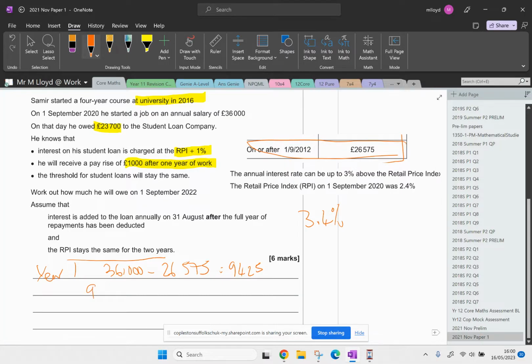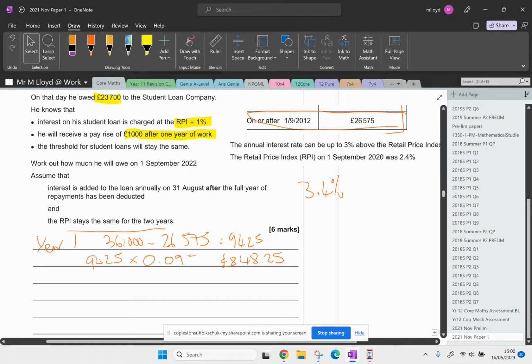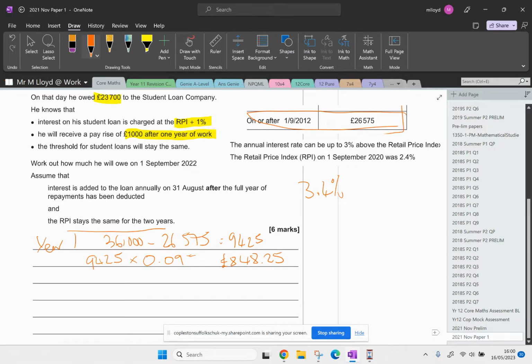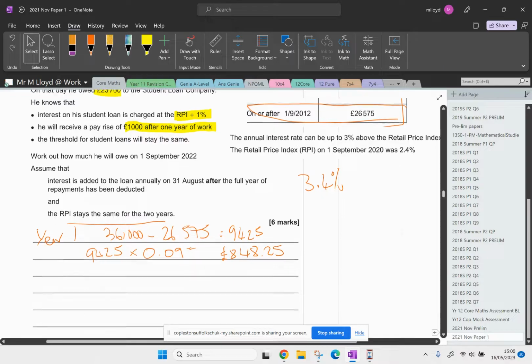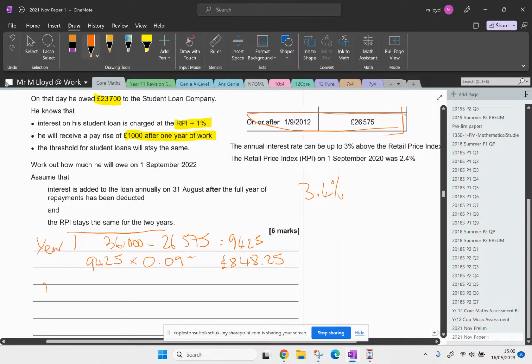So 9,425, we then need to times that by 0.09, which is £848.25. Now, the assumption, interest is added to the loan annually on 31st of August after the full year of repayments have been deducted. So we need to then take away the deductions.